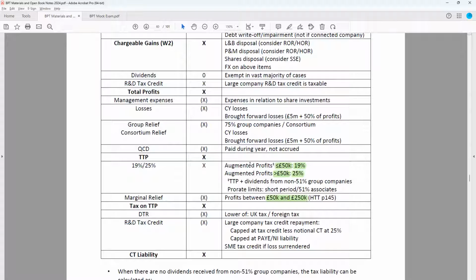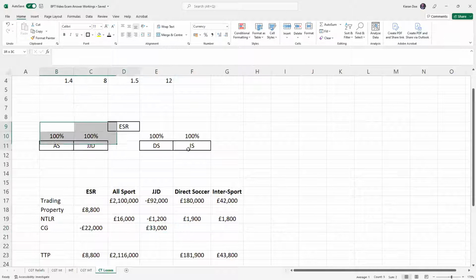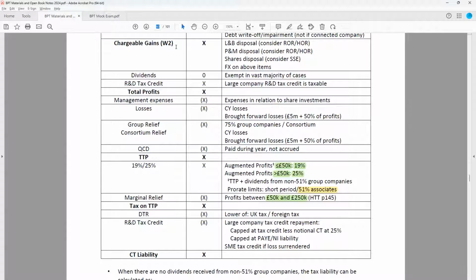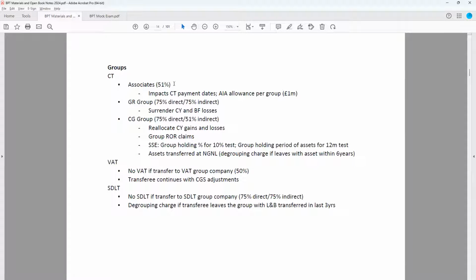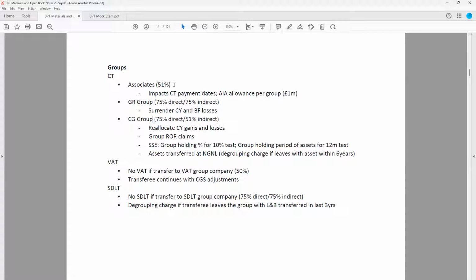So these limits are apportioned or reduced if there's 51% associates or if it's a short accounting period. Of course, if we look at the companies within the group, when we're looking at associates, whenever I've got a group scenario, I always think: how many associates are there? Are they part of the group relief group and are they part of the chargeable gains group? I'm not going to write about all of these in my answer, but when I see the group structure, that's the first thing I think about, because that could be relevant to part of my answer.